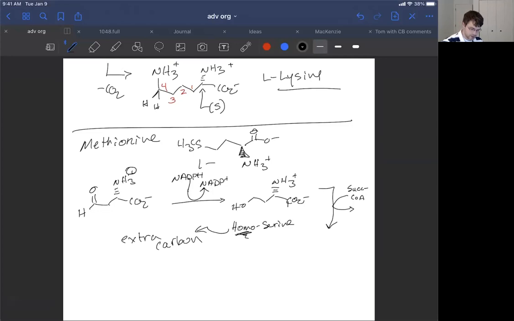All right, so we're going to treat this with succinyl-CoA to make the succinate ester at the end of the chain.